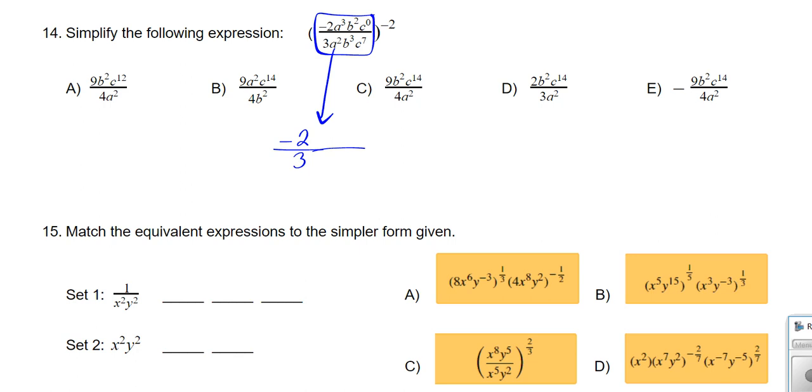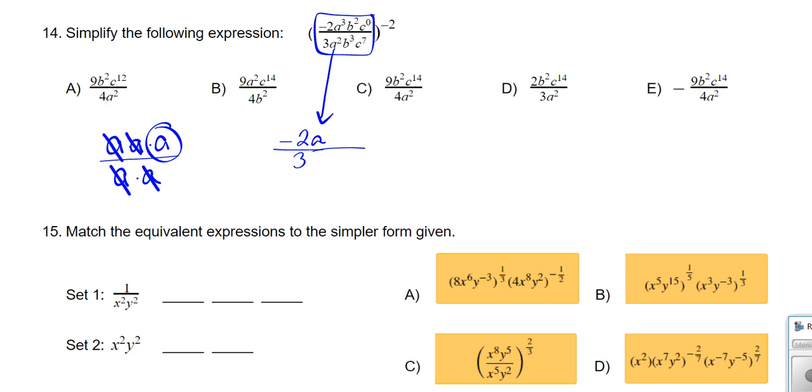Order of operations says start with parentheses, so we can start in there. We have an a cubed over an a squared. So that looks like a times a times a times a over a times a. A cubed, 3 a's, over a squared, 2 a's. Those cancel out. I'm only left with 1 a, and it's in the numerator.